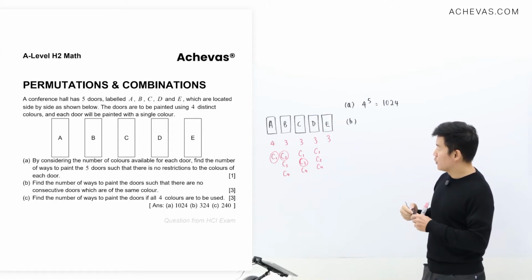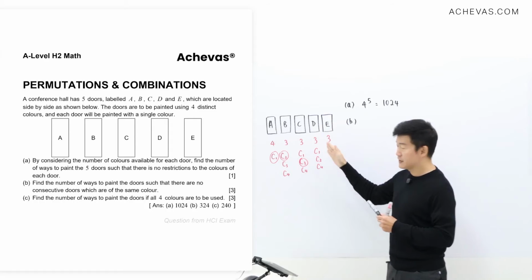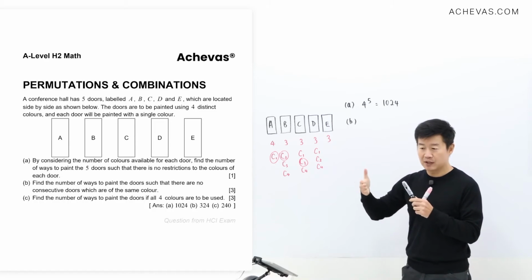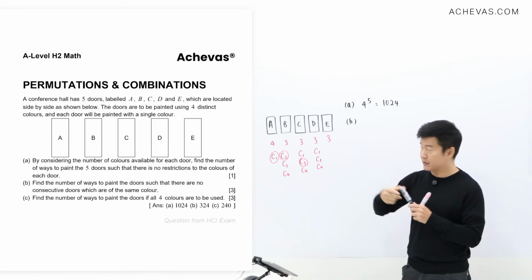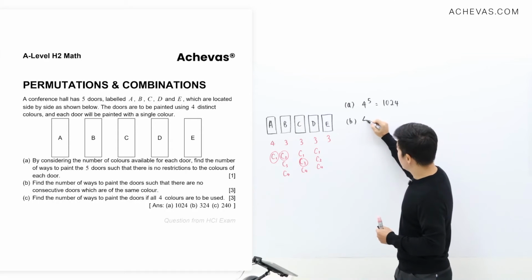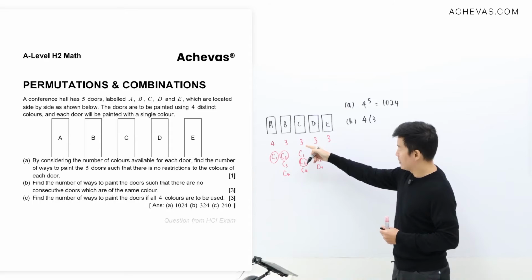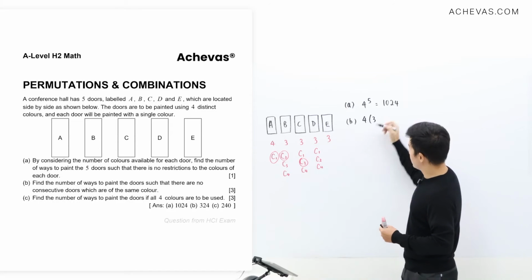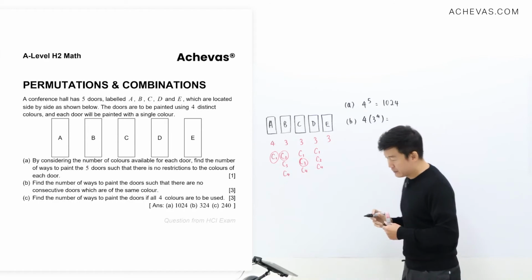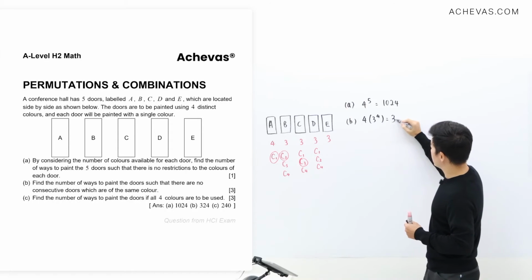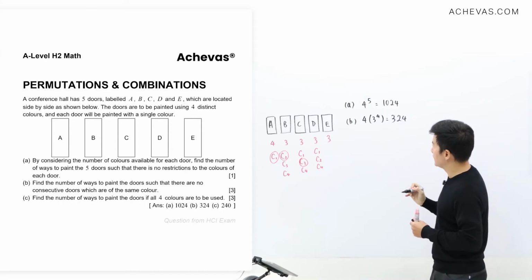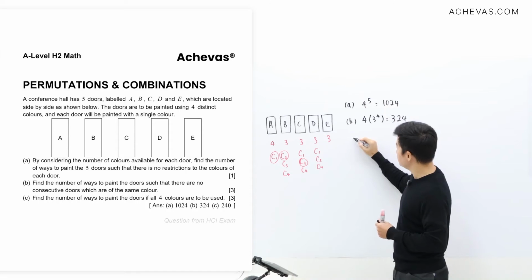By doing so, we will ensure that all the doors are going to be painted in such a way that no consecutive doors are going to be of the same color. So this will be 4, which is this. Then after that, 3 multiplied by 3 and 3 and 3. So it can be 3 to the power of 4. If I were to press it into my calculator, we should get 324. This is for part B.